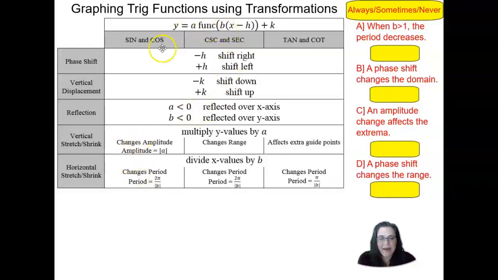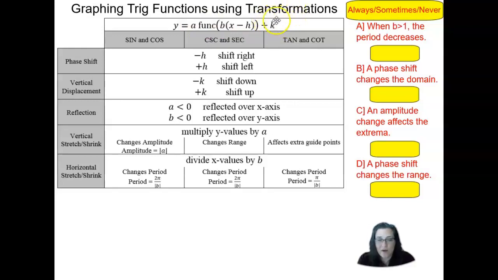Okay, so this is on the back of the foldable notes booklet. This is our table of transformations for trig functions. And the equation here at the top, A times the function, either sine, cosine, secant, cosecant, tangent, or cotangent, B then times the quantity x minus h, plus k. So these should look familiar from when we did transformations of functions earlier in the year before trigonometry.